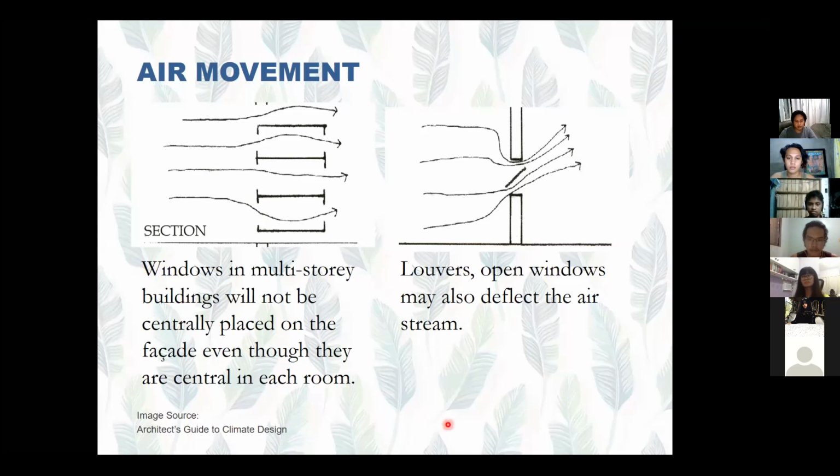Okay, thank you. Also, in cross-ventilation, windows in multi-story buildings will not be centrally placed on the facade even though they are central in each room. So it is no longer equal per room in terms of wind movement, given the wind gradient. That is the consideration.